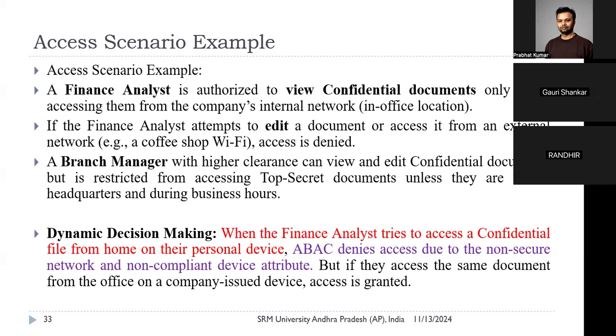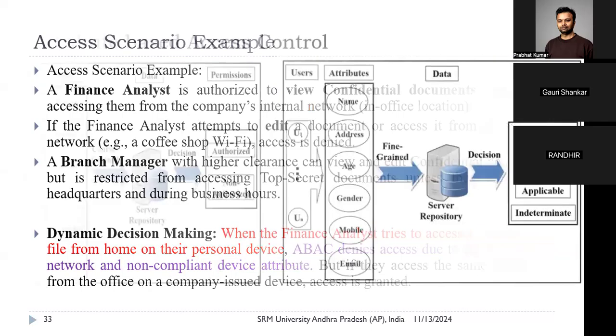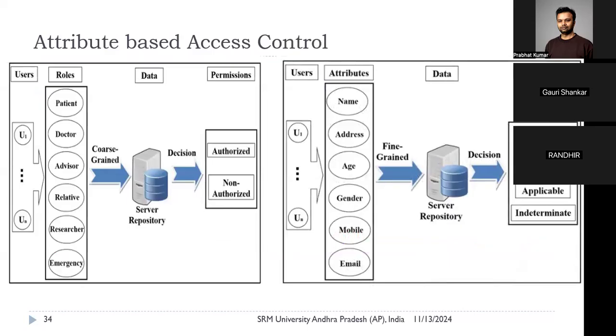So dynamic decision making can also be designed based on this attribute-based access control. Suppose a finance analyst tries to access a confidential file from home on a personal device, then deny the permission. So based on location and time, these attributes can be given. So I mean, this is attribute-based access control. Coarse-grained you have to take. Coarse-grained means, I mean, role-based access control. The role should be there, and then attributes should also be added.